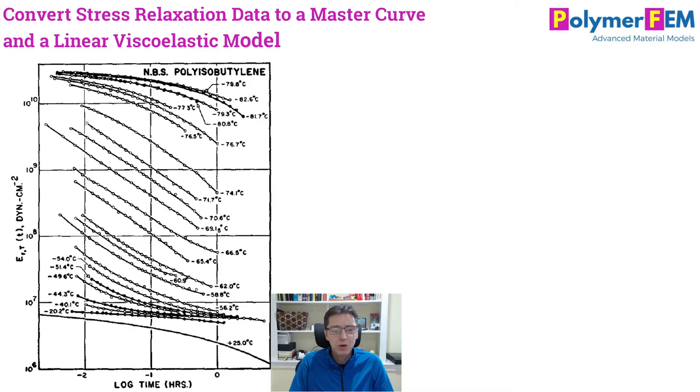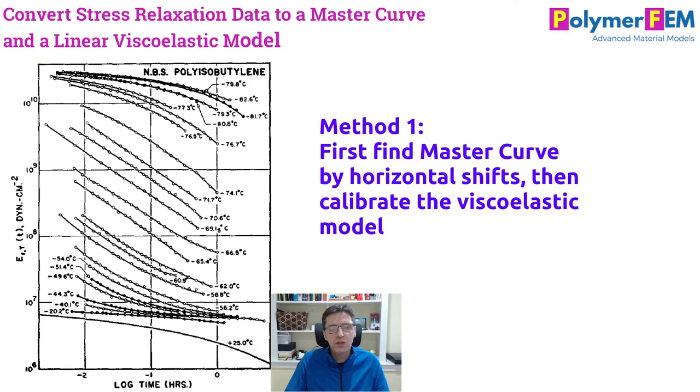The first way is to take this data and do a shift factor approach, horizontally shifting the curves using a WLF type shift factor to get a master curve, and then fit my linear viscoelastic material model to that master curve. So that's option one. I will show you how you can do that.